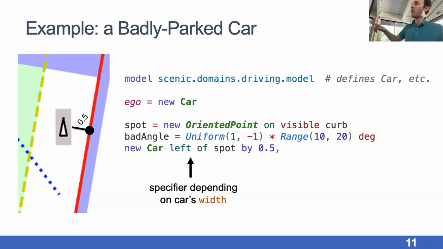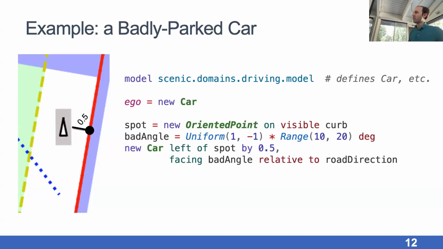Because this spot is an oriented point and is oriented along the curb, this 0.5 meter to the left will be perpendicular to the curb. So even if the road was not facing due north, we will move 0.5 meter to the left instead of like 0.5 meter to the west, which is what we would get if we were using like global coordinates. So this oriented point in Scenic gives you a way to define like a local coordinate system, and you can specify offsets with respect to that. So that specifies the position of this car.